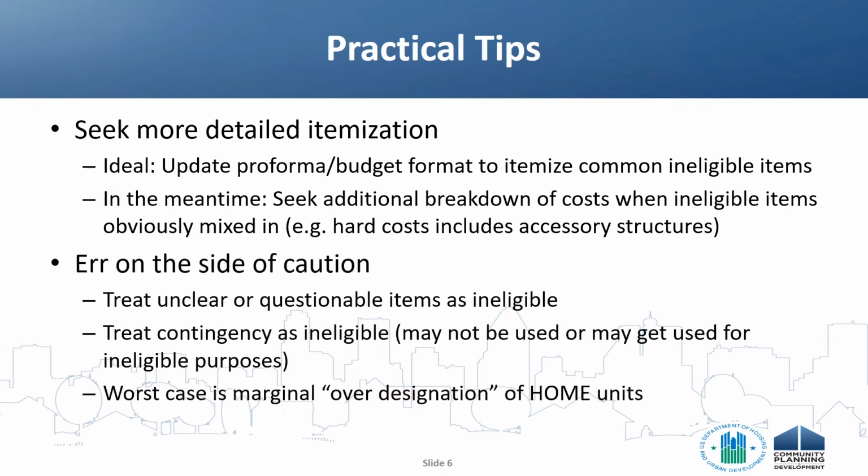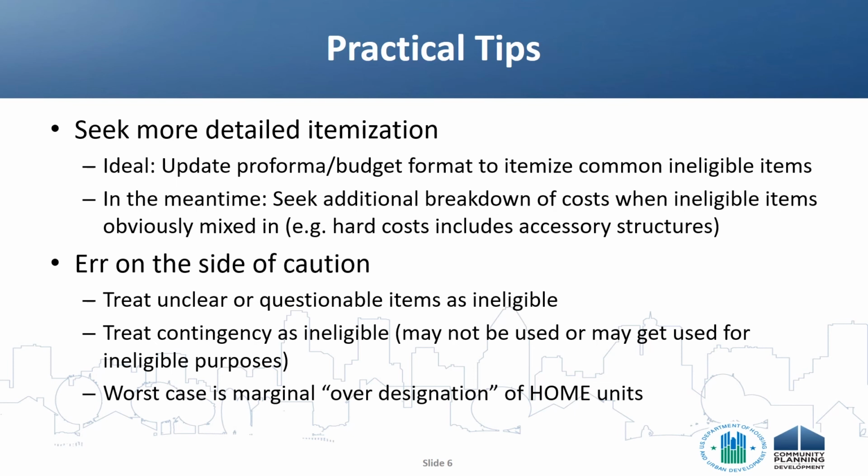Even then, there will sometimes be some ambiguity, so it's best to be conservative when identifying those costs that will be treated as ineligible for HOME. If a given line item isn't clear or obviously includes both eligible and ineligible cost, treat it as ineligible.